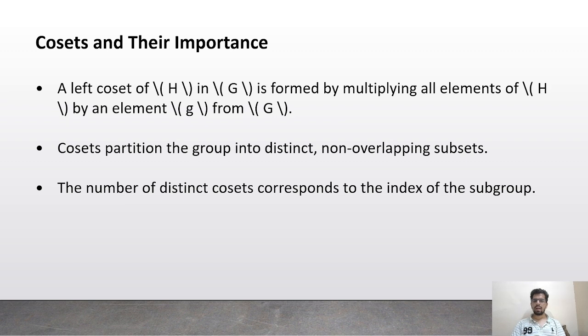Cosets and their importance. A left coset of H in G is formed by multiplying all elements of H by an element small g from capital G. Cosets partition the group into distinct non-overlapping subsets. The number of distinct cosets corresponds to the index of the subgroup.